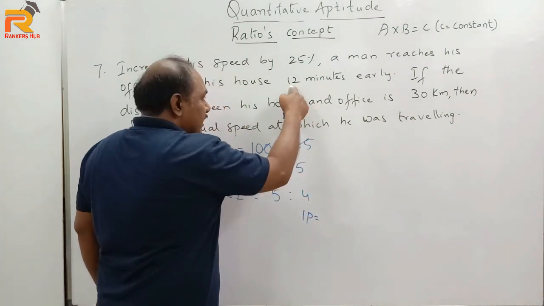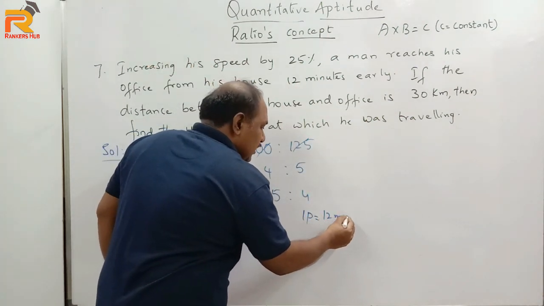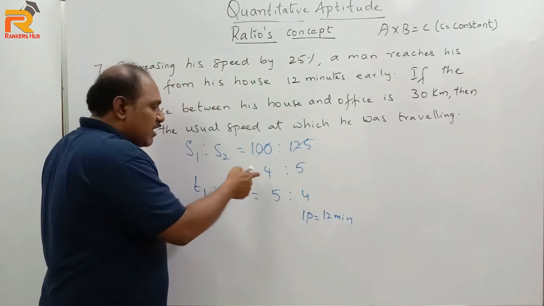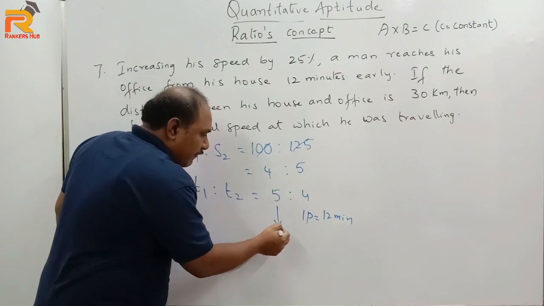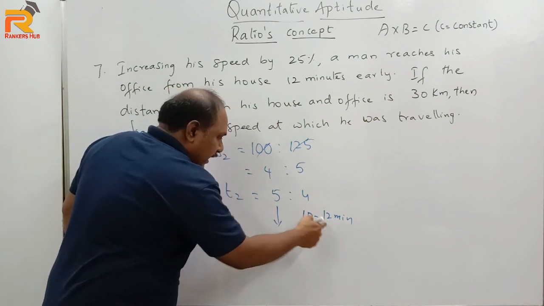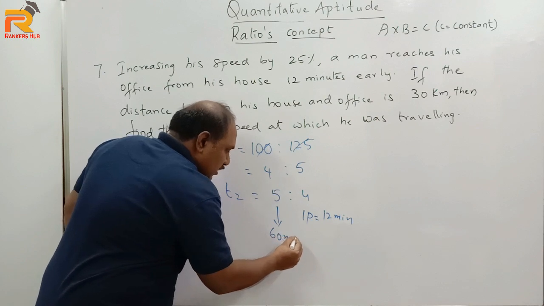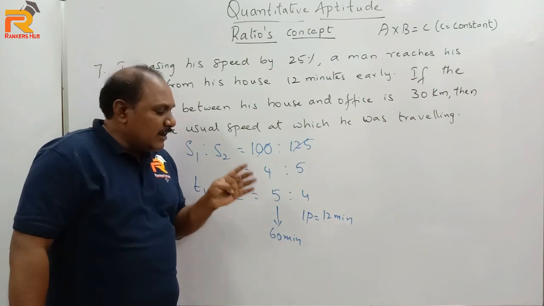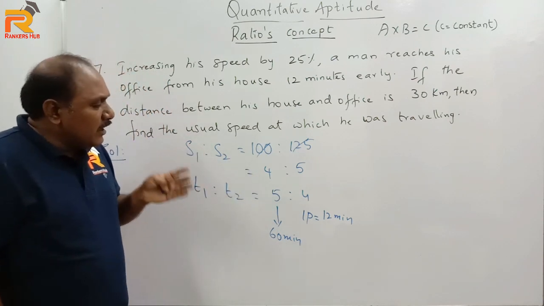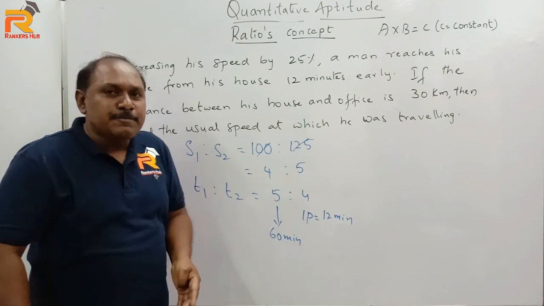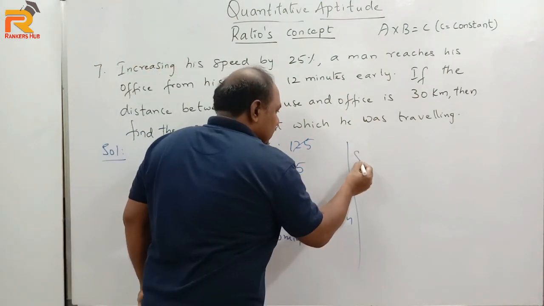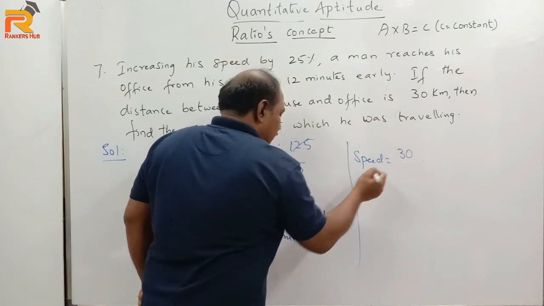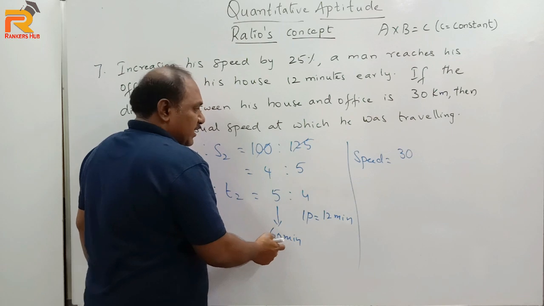That 1 part is given as 12 minutes, which is the difference in time. And the usual time he takes to reach his office traveling at his usual speed is 5 parts. If 1 part is 12 minutes, 5 parts, 5 into 12, 60 minutes. So this 60 minutes is the time taken by him to reach his office traveling at his usual speed. But here we are asked to find what is his usual speed. So we know that speed is nothing but distance by time. Distance is 30 kilometers and time is 60 minutes.